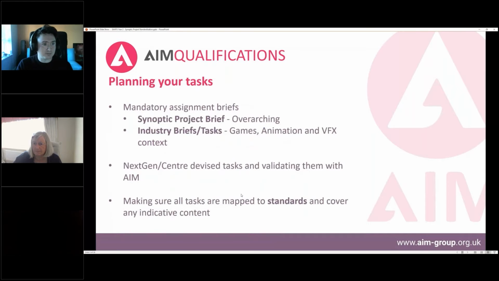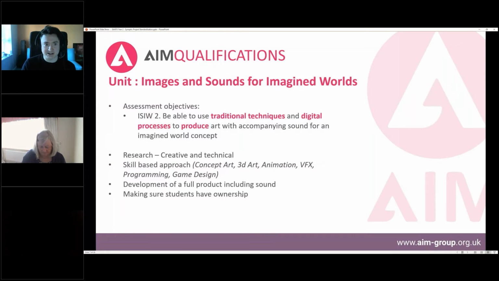Okay, so that's planning your tasks. As a quick overview and deeper dive into those units, we have images and sounds for imagined worlds. I'm going to boil these down a little bit into what they are. This is your practical element. So this is using traditional and digital processes to produce art with accompanying sound for an imagined world concept.